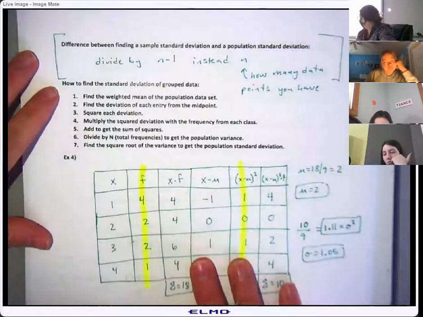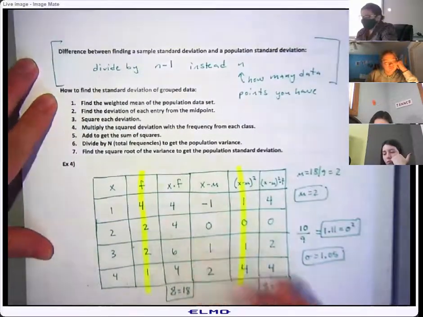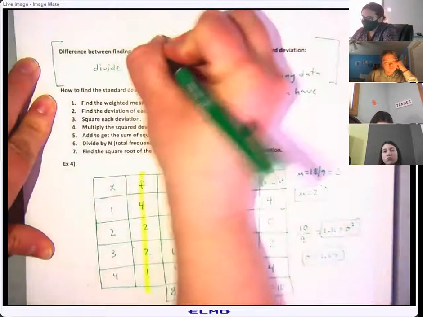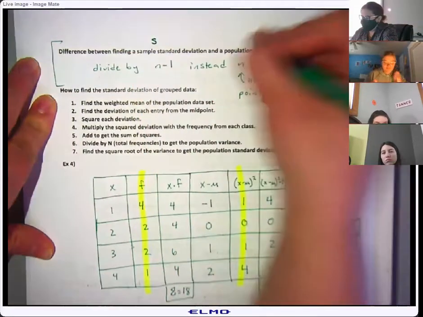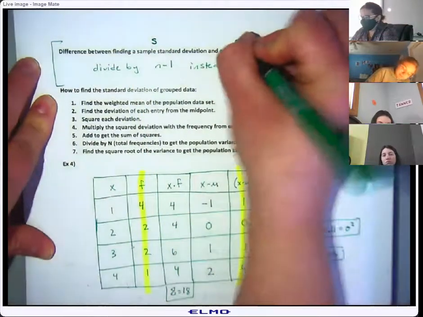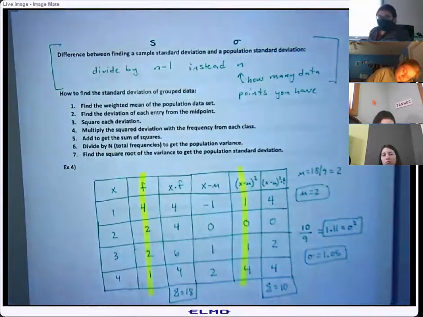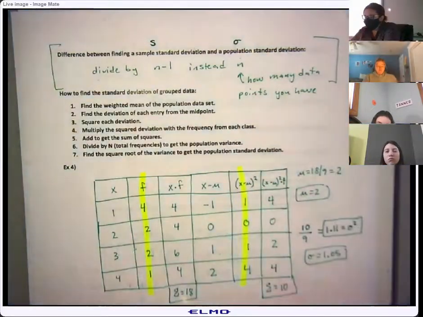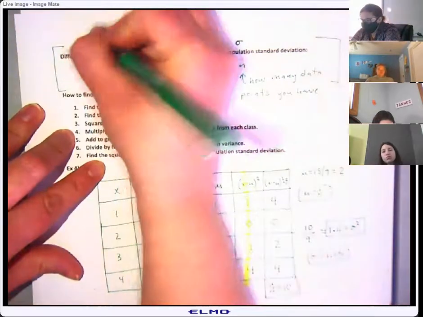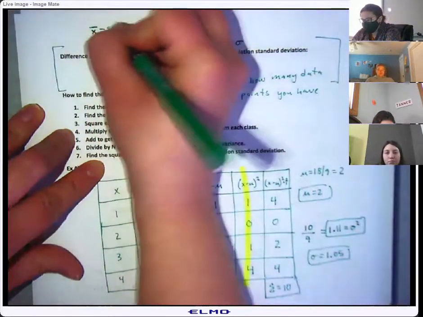So again, this was for a population, and something you might want to write down is that a sample standard deviation is S, I'm going to write that up here, and a population standard deviation is this little sigma. And as Mitchell just mentioned, a sample mean is X bar, looks like this.